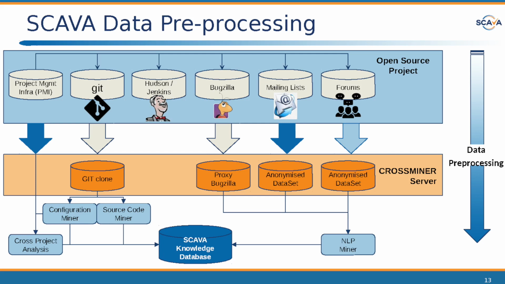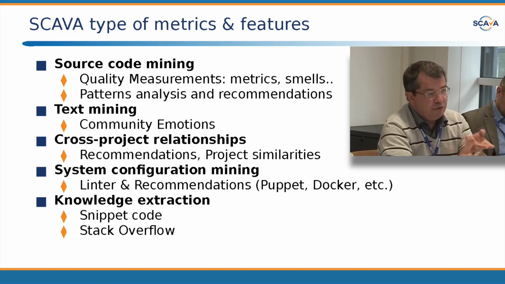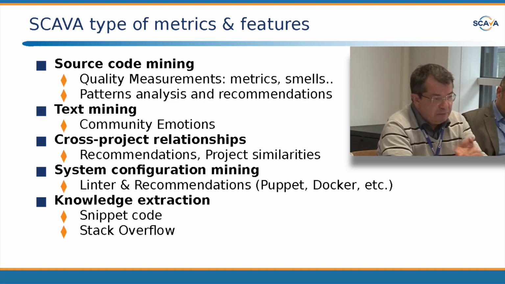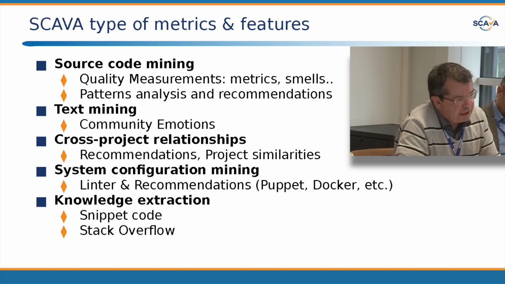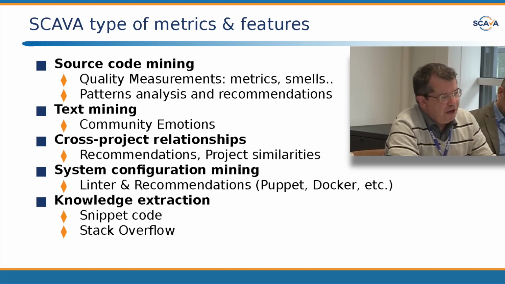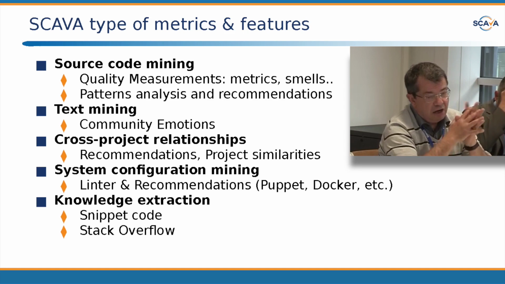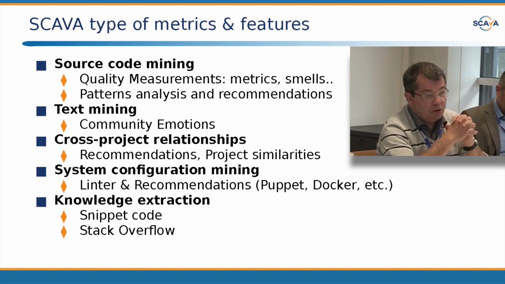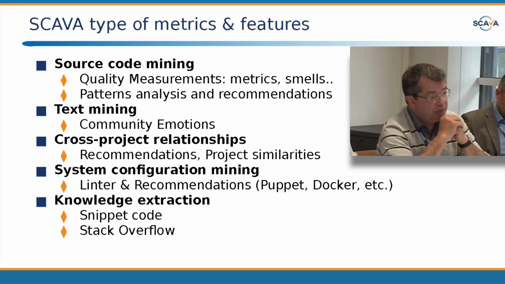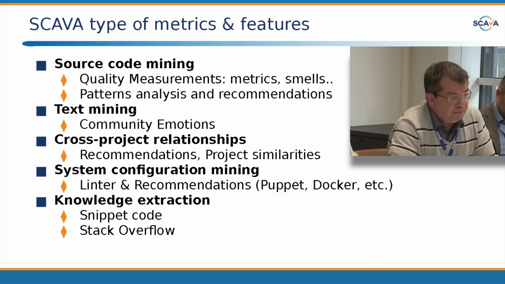For the source code, we are able to extract quality measurements, and patterns from text mining, and community emotions. It's one aspect that I like the most in this project, but it's a personal taste. Another interesting aspect is cross-project relationships, so you can really see how your project is built and its dependencies, to find either similarities or strong dependencies with some existing components, and maybe they are old components. There are also system configuration and knowledge extraction, as I mentioned before, with code snippets and Stack Overflow, which are two examples of extracting knowledge from the code.